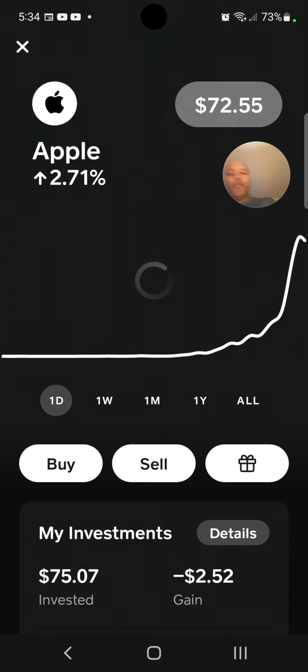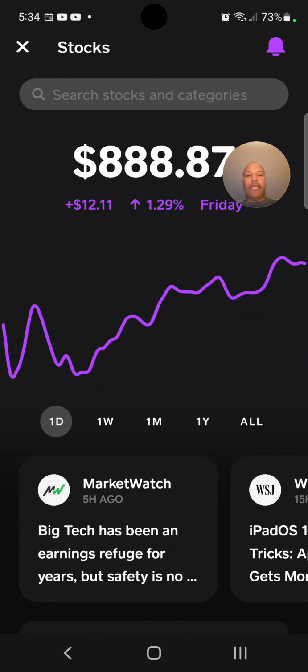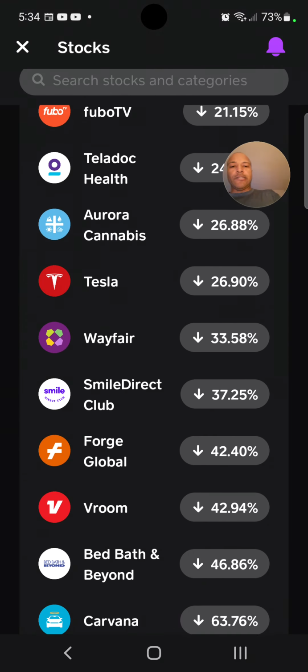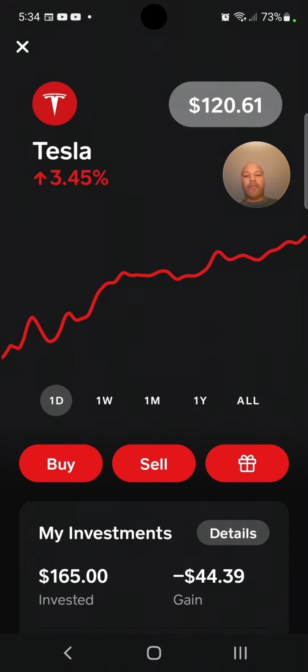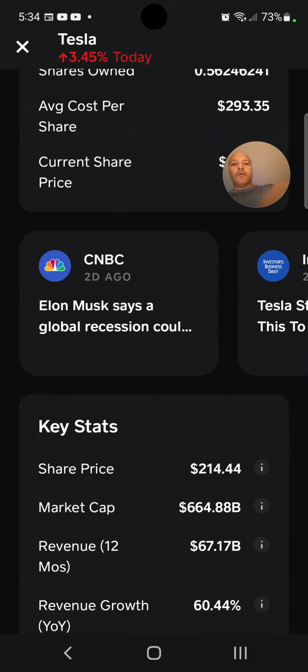So again, I'm gonna do that one more time just so you know. Let's go Tesla. That's another big blue chip company. I'm gonna buy a fraction of a share, which if you see here, I'm gonna underline it this time. Tesla is trading right now at $214.44, but I'm gonna buy $1 worth of that $214.